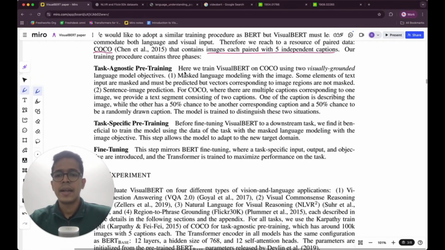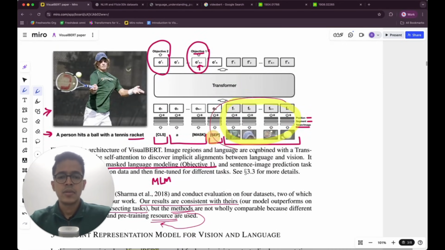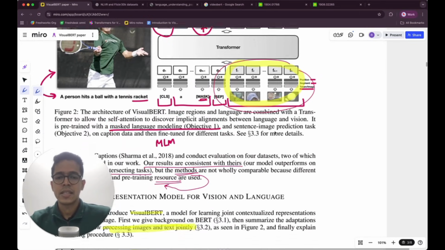Task agnostic pre-training. Here we train VisualBERT on COCO using 2 visually grounded language model objectives. First is MLM, masked language modeling with the image. Some elements of the text are masked, and we will try to predict what those masked tokens from the text are. The masked tokens must be predicted by vectors corresponding to image regions. Some elements of the input text are masked and must be predicted, but vectors corresponding to image regions are not masked. So this we saw from figure 2. In figure 2, there was no masking in the image region, but there were masked tokens in the text region. That we understand.